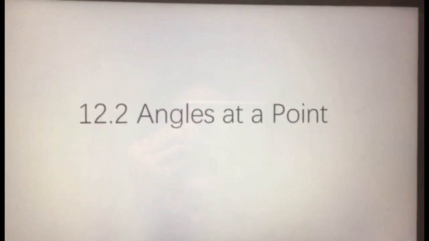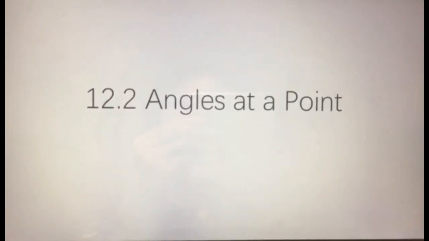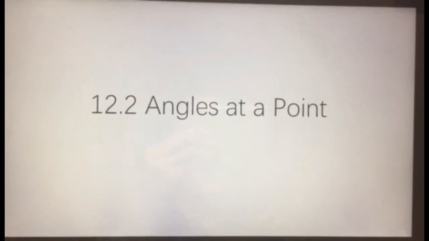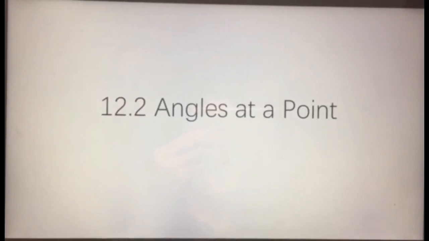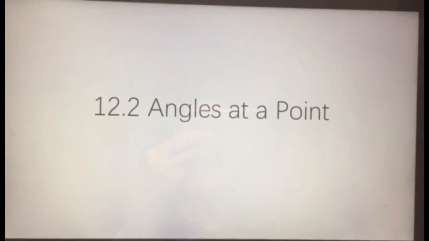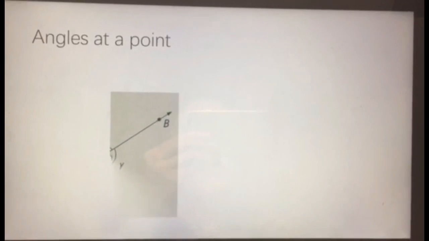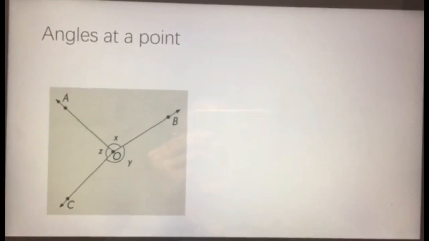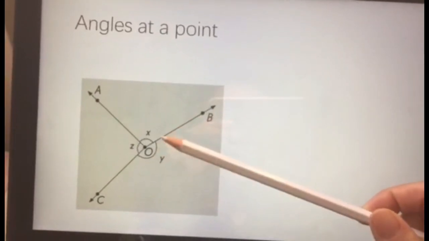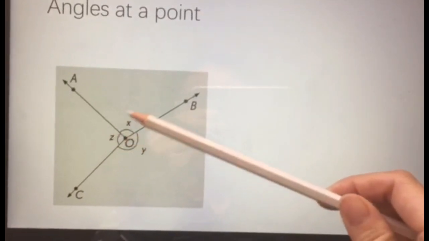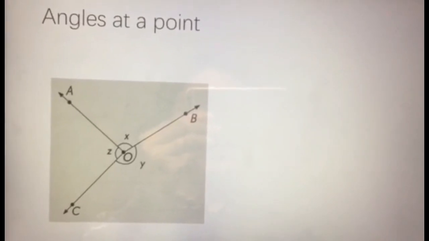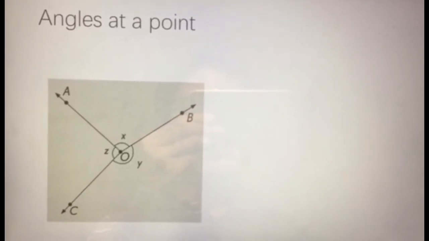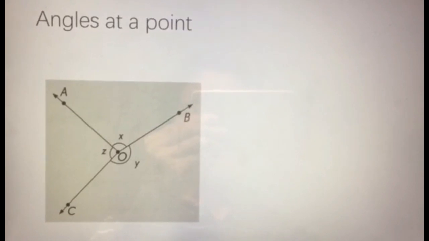Here we go. Angles at a point. In the previous lesson, we learned angles on a line, and we know that they measure up to 180 degrees. In this lesson, we're going to learn angles at a point. Angles at a point basically are angles that look like this. They share the vertex, and they go all around it. How many degrees do you think these angle measures are?